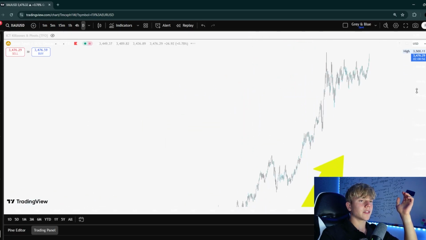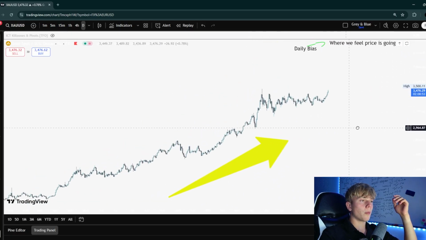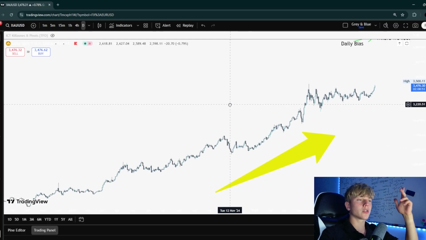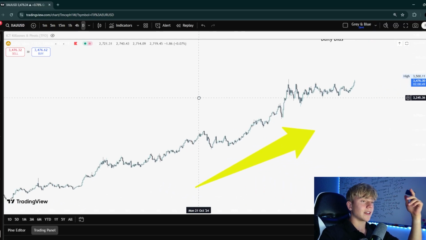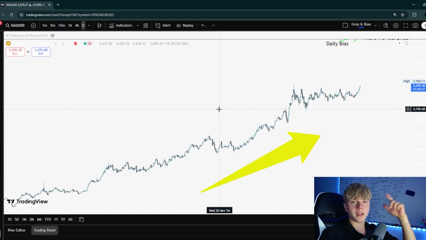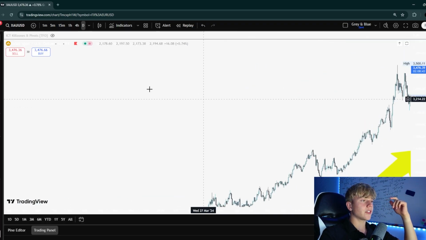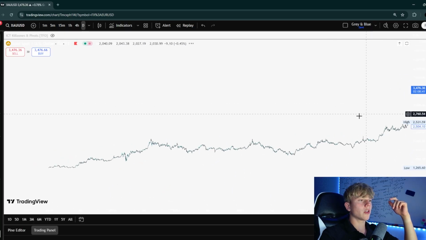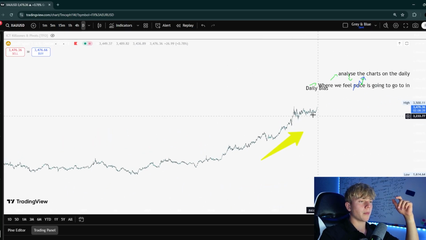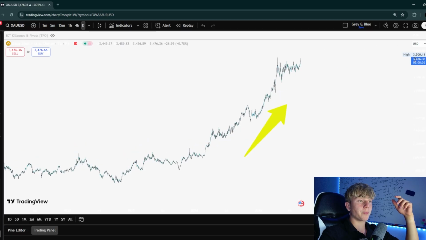Okay, the next thing to do is zoom left and look for major areas of support and resistance, and also major areas of liquidity. Now, if you don't know what support and resistance are, I've made guides on that on my channel, and I've also made guides on liquidity. But as you see, there's nothing to the left on gold. That's because we are at all-time high, and this is the highest price has ever been.